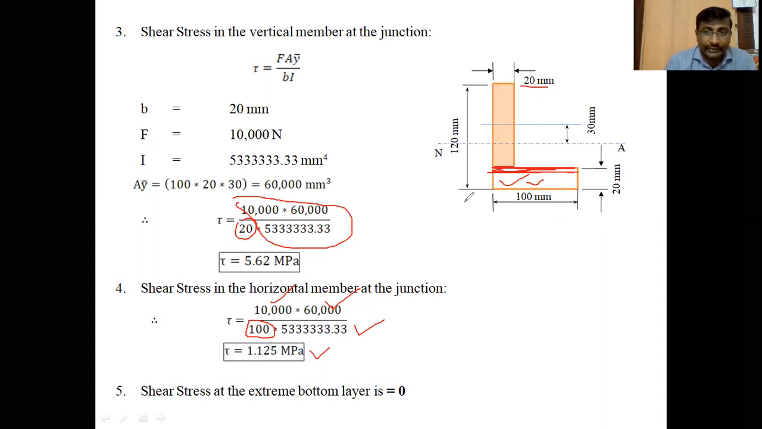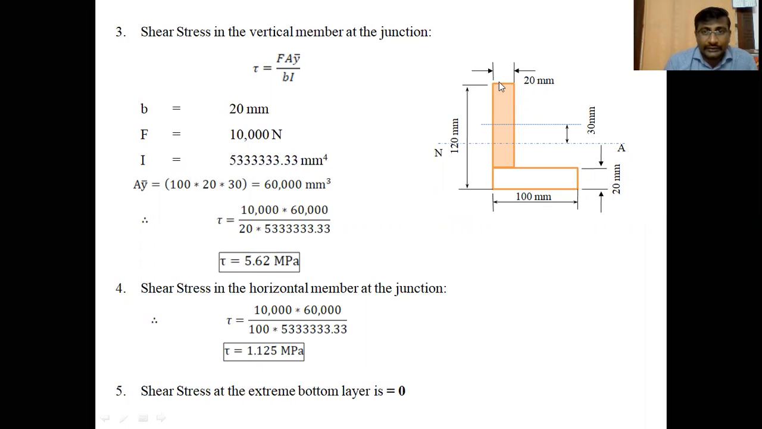That is, the shear stress in the horizontal member is less than the shear stress in the vertical member. The shear stress in the vertical member is more because it has less breadth, and the total force shared by the vertical member is more. That's why shear stress is more in the vertical member. And finally, the shear stress at the extreme bottom layer is 0.